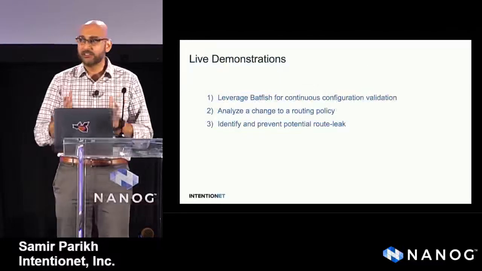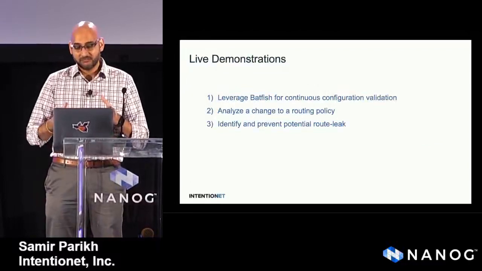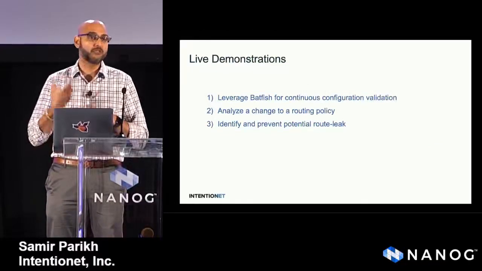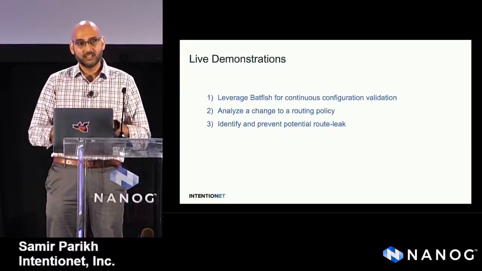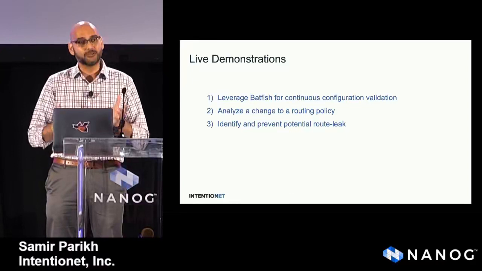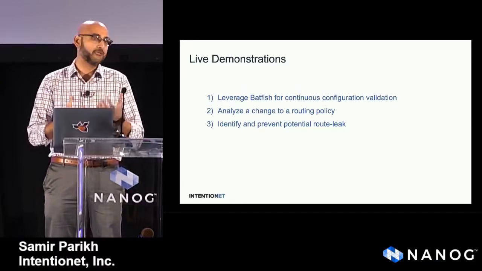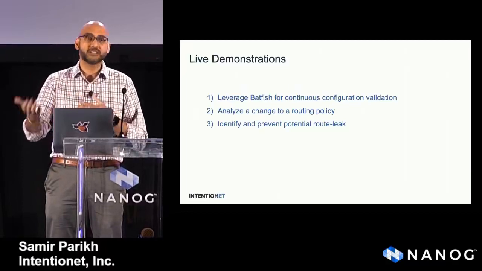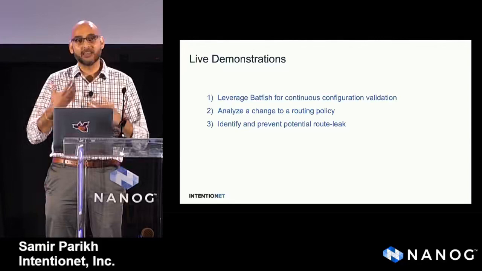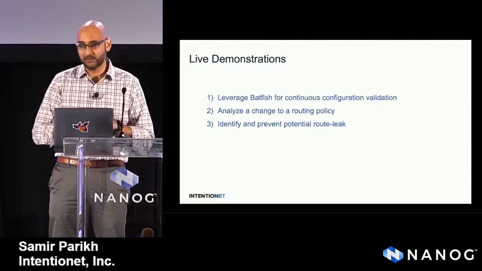So I'm going to switch gears. I'm going to show you a couple of live demos. The first demo is just going to show you how I can use Batfish for automatic policy validation. The second one is going to show you how you can analyze a simple route policy change. And the third one is going to put this all together and give you a hypothetical scenario of a routing policy change you want to make and how it could result in a route leak, and then how you can catch that with Batfish, what you would look for, and how you can prevent that from being deployed in the network.